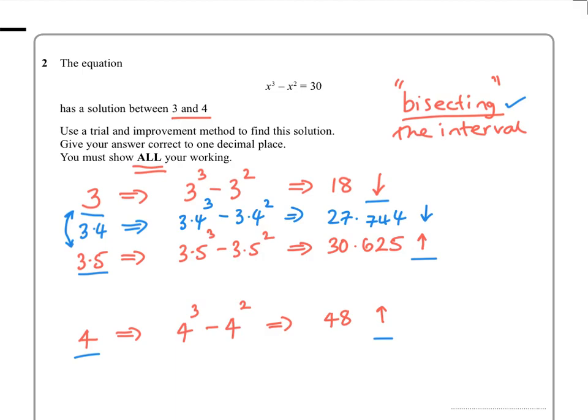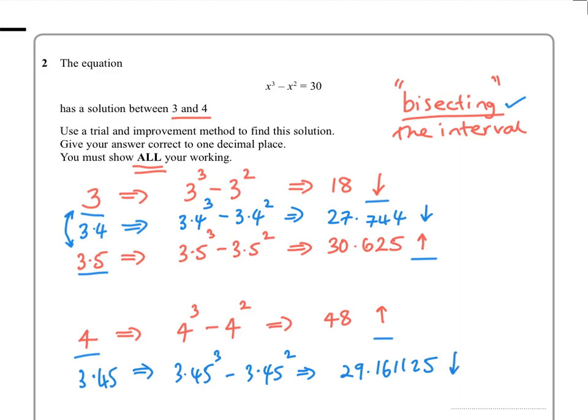So what I think you should do next is to try 3.45 and see what that gives. And you've got a calculator, so it's not as if you're having to do lots of calculations, and that gives 29.161125, which is still not enough.